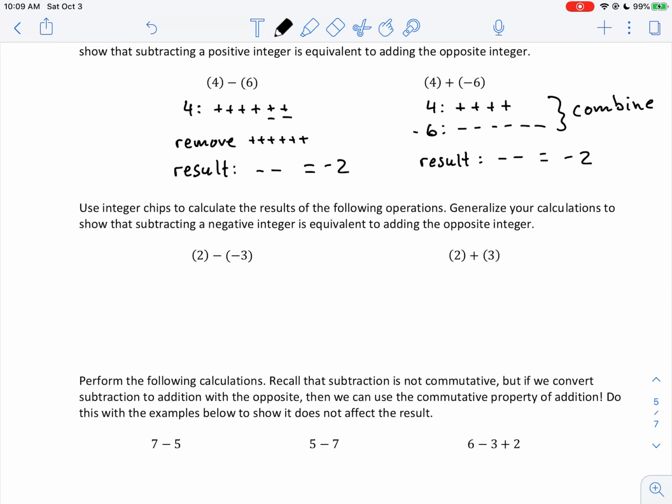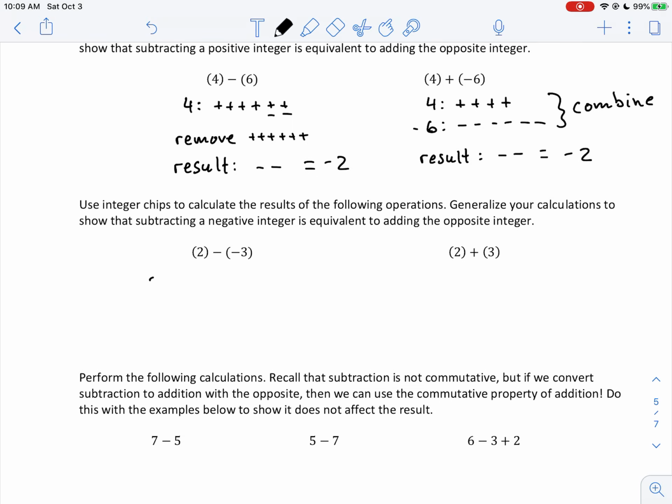Use integer chips to calculate the results below. So we have 2 minus negative 3. So we're going to do the takeaway model. We have 2. Or maybe I could do the comparison model. Well, I want to say, hey, negative 3 plus what will give me 2. Or if you're doing comparison, you're saying, hey, what if negative 3 is position 0, then where's 2 at, right? If you rescale this so that negative 3 is position 0, then 2 would be at position 5. So I expect an answer of 5 out of this using the number line comparison idea.